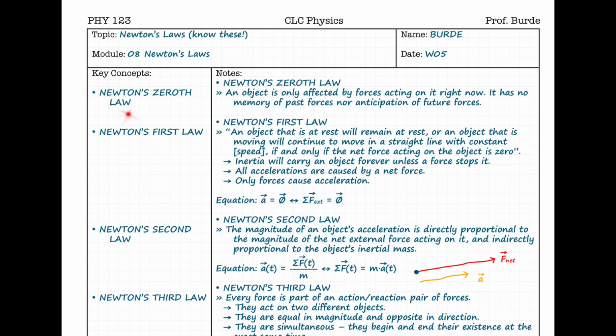Newton's zeroth law, which was assumed at first but was added later as an official law, says that the object is only affected by forces acting right now. The zeroth law is the no memory and no anticipation of forces.